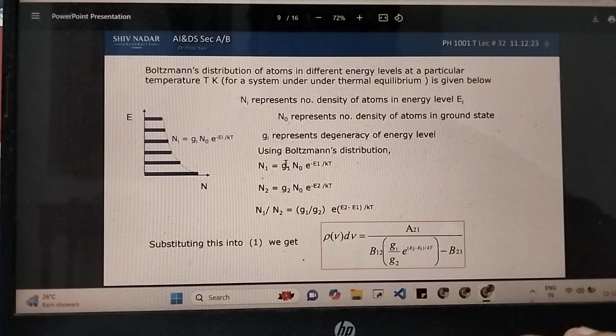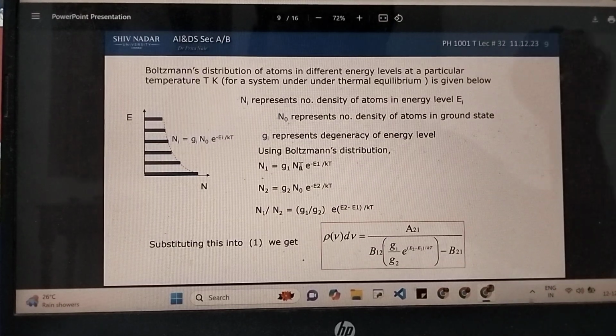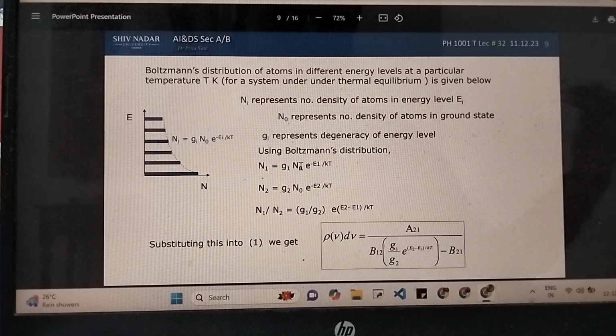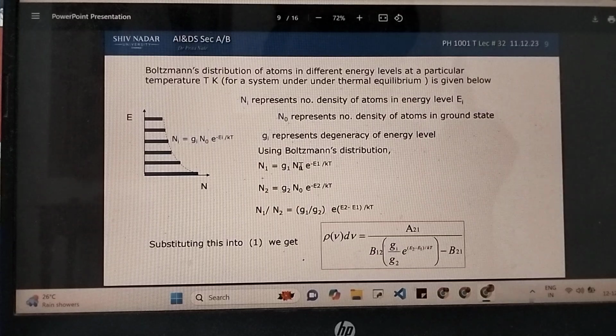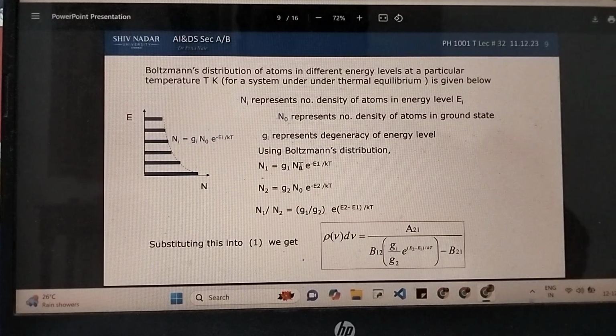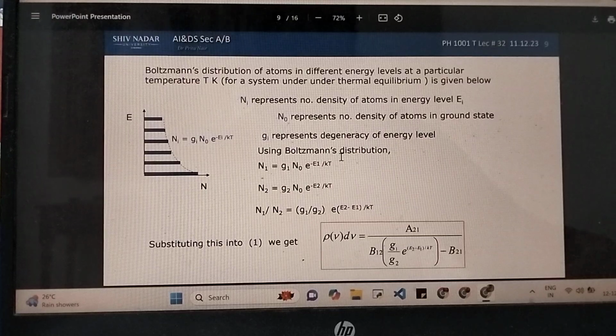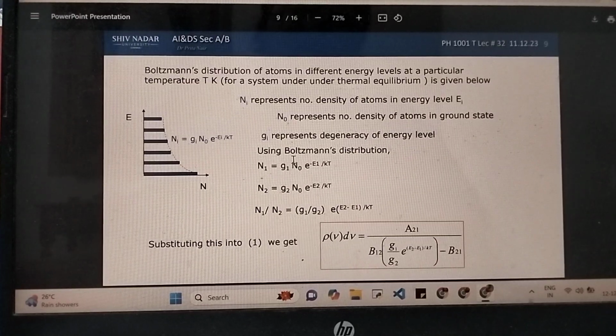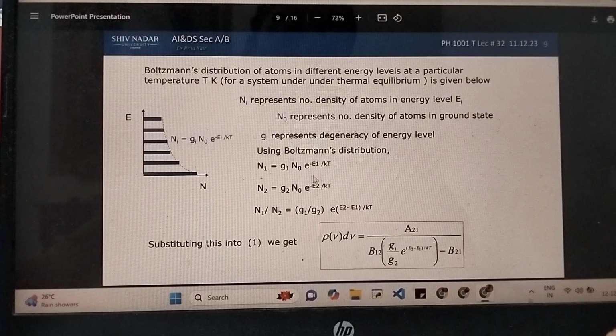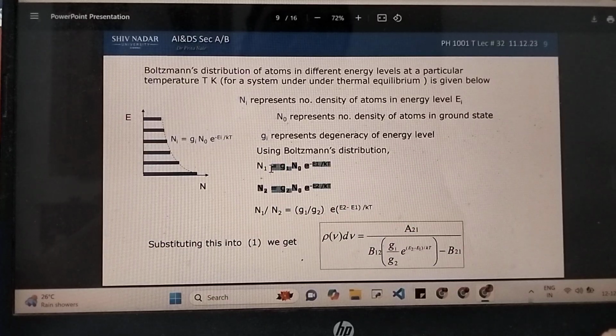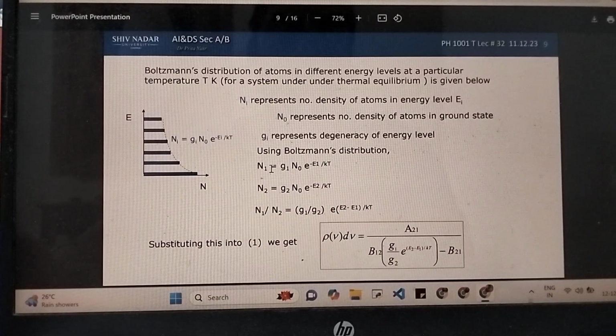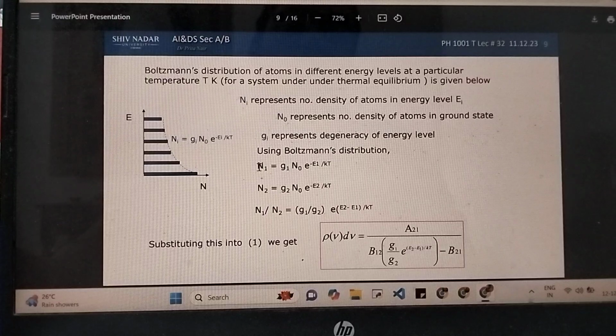N0 is the number of electrons in the base level, the lowest level, e raised to minus Ei, where Ei is the energy of the ith level, upon kT, k the Boltzmann constant, T the temperature. This is the expression Boltzmann gave for the number of electrons, or the number of atoms, in the ith energy level. This was experimentally determined.